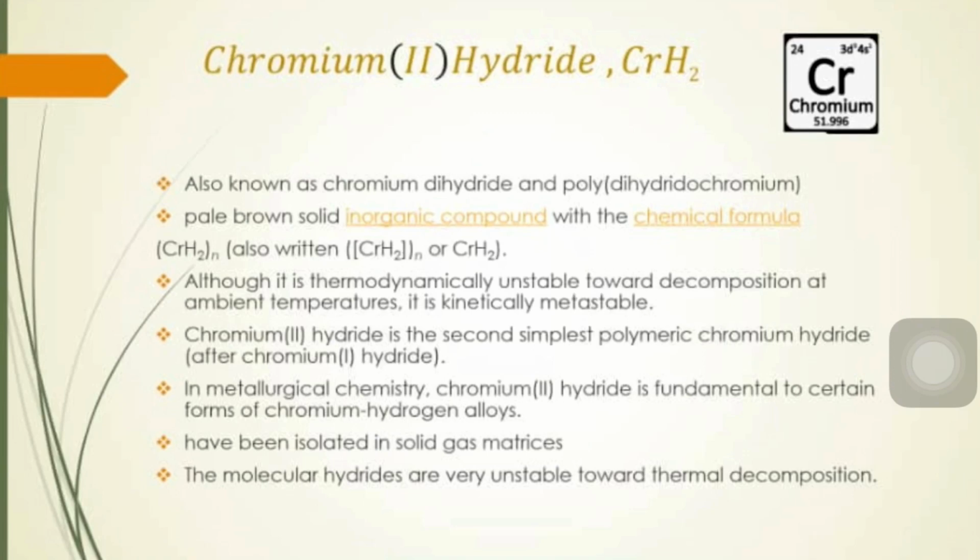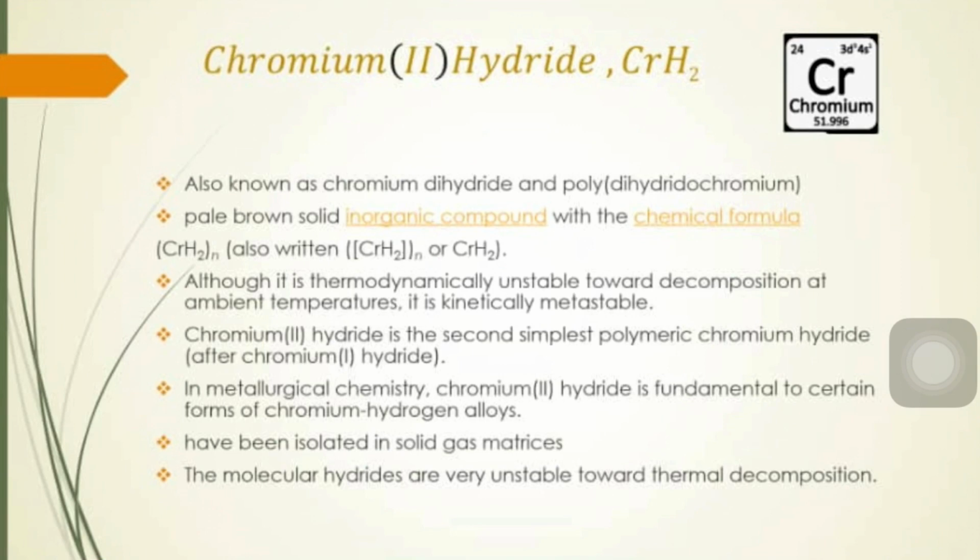Next element is chromium(II) hydride, CrH2. Chromium(II) hydride is also known as chromium dihydride and polydihydrochromium. It is a pale brown solid inorganic compound with the chemical formula CrH2 in brackets n, also written CrH2 only. Although it is thermodynamically unstable toward decomposition at ambient temperatures, it is kinetically metastable. Chromium(II) hydride is the second simplest polymeric chromium hydride after chromium(I) hydride. In metallurgical chemistry, chromium(II) hydride is fundamental to certain forms of chromium-hydrogen alloys.